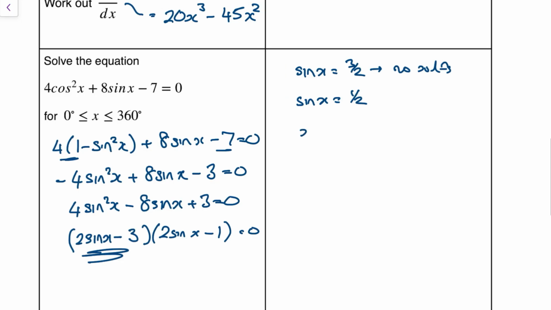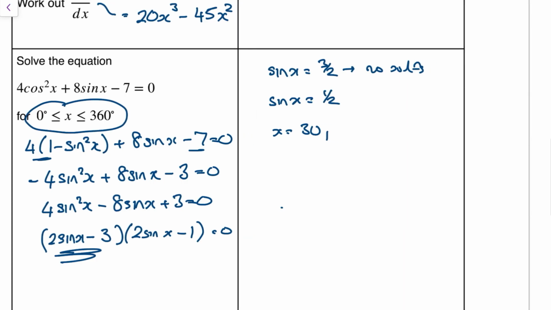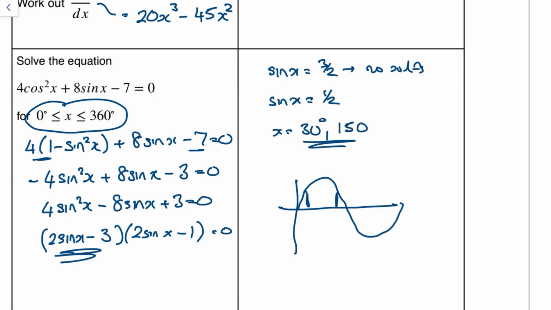Sine x is equal to half when x is equal to 30. What do I want in between 0 and 360? You should know this one anyway, but just so you can see where I'm getting it from, sine x looks like this. There's my 30. 180 minus 30 is 150. So therefore it's going to be 150. So the answer to today's final question is 30 and 150.